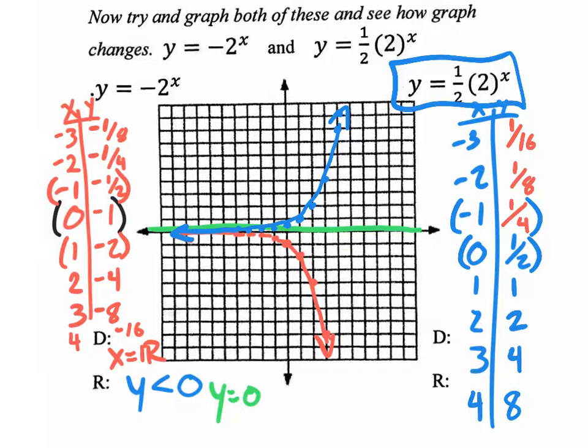So again, the domain to any exponential growth or decay function is going to be all real numbers. Okay? So the domain for the blue one is going to be x equals all real numbers. That's true for any exponential growth or decay function.